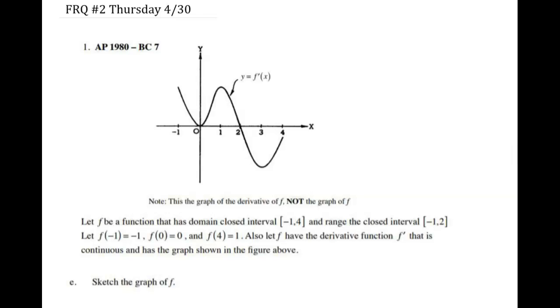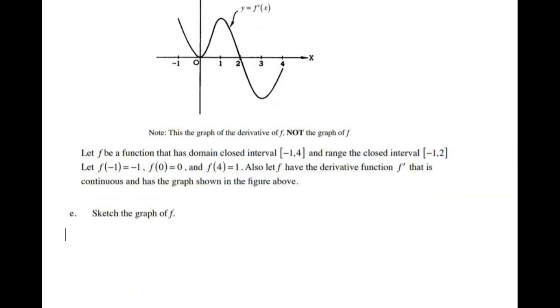Part E, sketching the graph. Trickiest part for me, my graphs are real bad. All right, so let's make a coordinate plane. So we're going from -1, and we have 0, 1, 2, 3, 4. Let's see what we know.